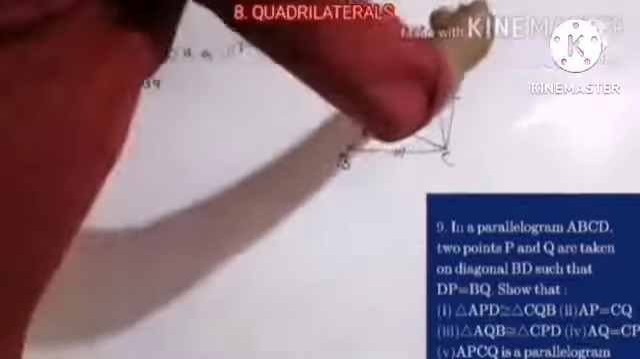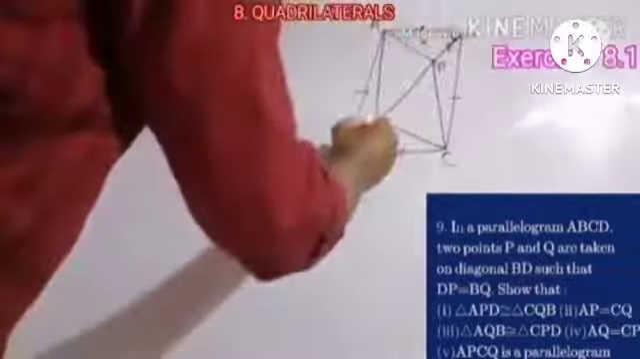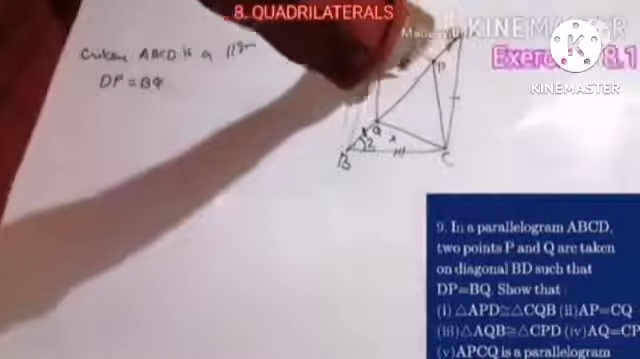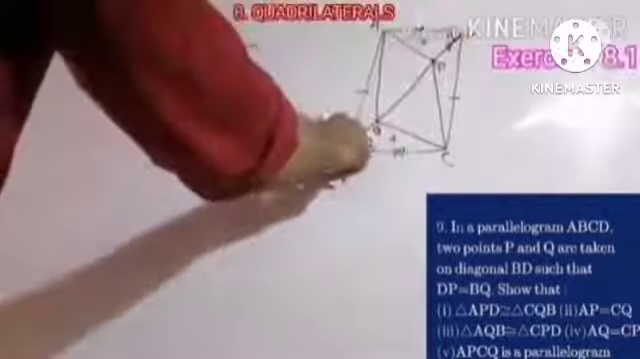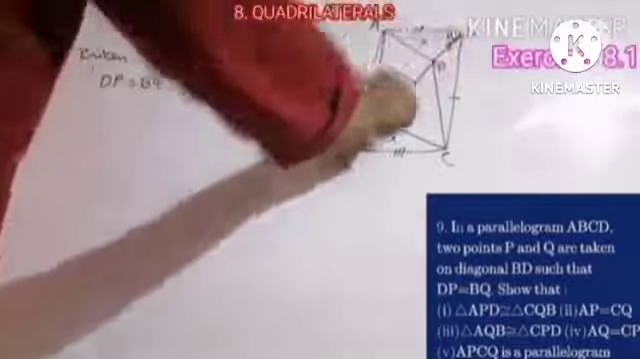Now one more to get. We can take these two angles, let it be 1 and 2. What type of angles are these? These are alternate interior angles, so they are equal because it's a parallelogram. AD parallel BC, and BD becomes the transversal, so angle 1 equal to angle 2 by the alternate interior angles theorem. Now we have two pairs of sides equal and the included angle equal, so the triangles are congruent by SAS congruency.